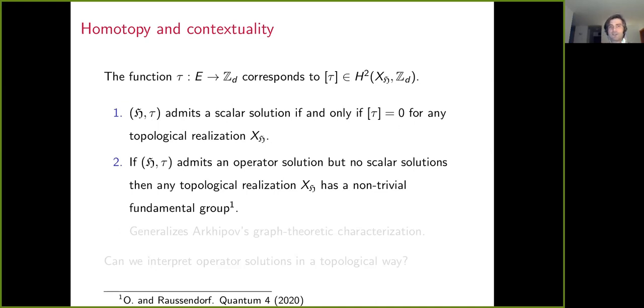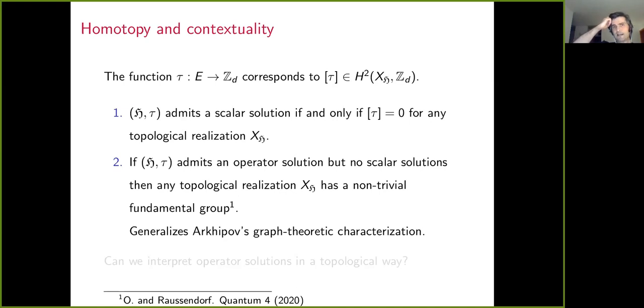Digging further, one can show that an operator solution exists, but no scalar solution exists. If an operator solution exists but no scalar solution exists, meaning that we have a contextual linear system, then any topological realization is supposed to have a non-trivial fundamental group. This is already observed in the torus example. We know the Mermin star and square linear constraint systems are contextual, and we have these two non-contractible loops in the torus. This is a general phenomenon that happens for solutions of linear constraint systems.